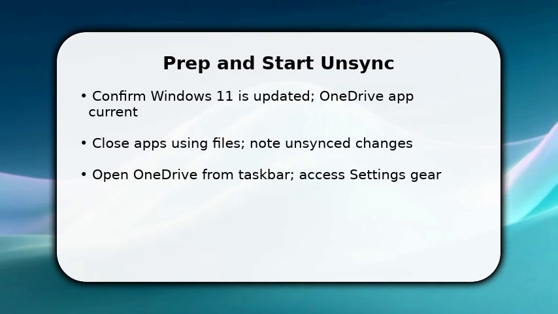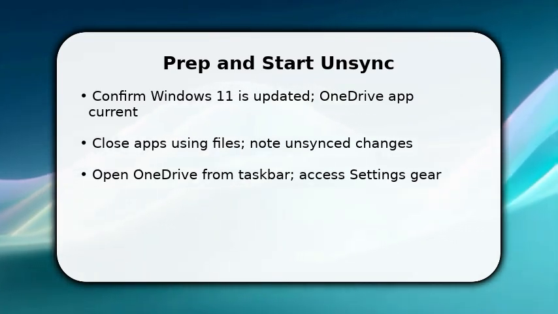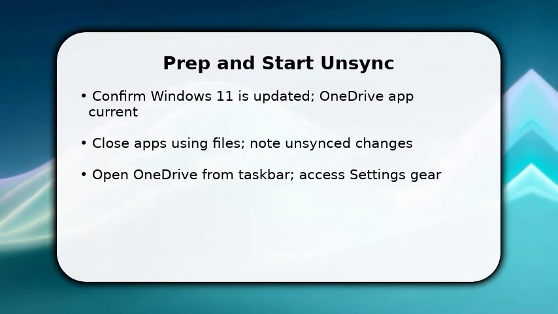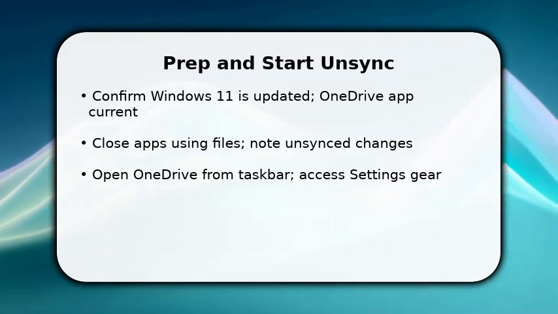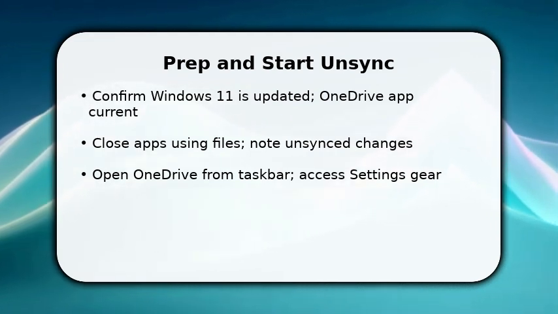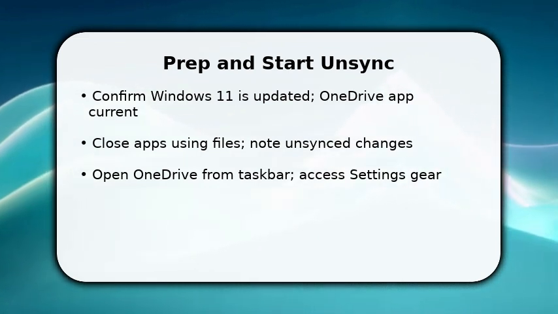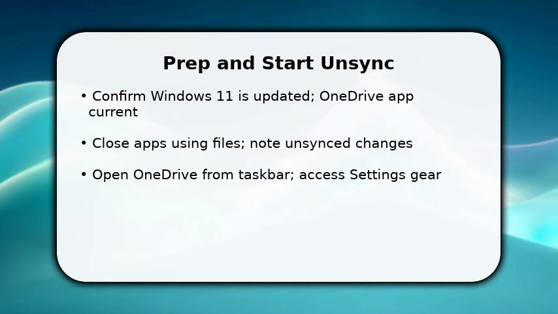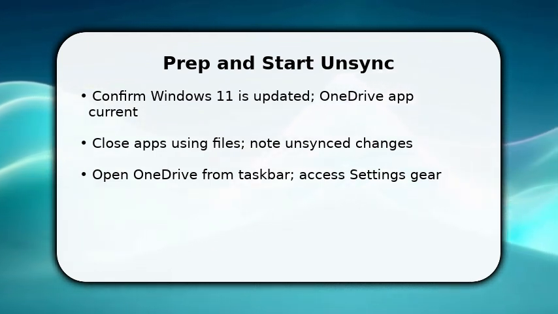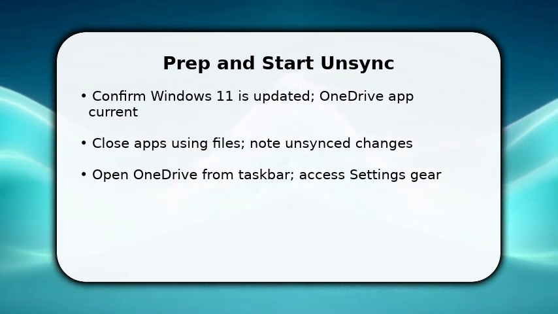You start by preparing. Make sure Windows 11 and the OneDrive app are updated, and close any programs using files you will unsync. Once done, click the OneDrive cloud icon in the taskbar notification area and open Settings via the gear menu. You're taking control of sync behavior now, so check which account is active and which folders show syncing. This quick prep prevents data conflicts and gives you a clear path into the unsync options you'll use next.